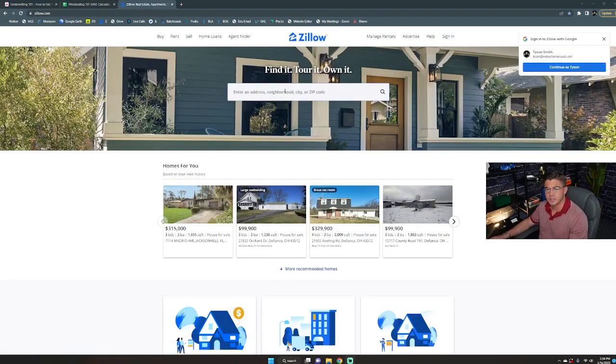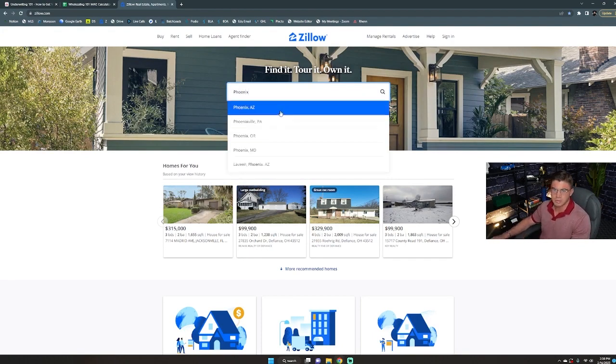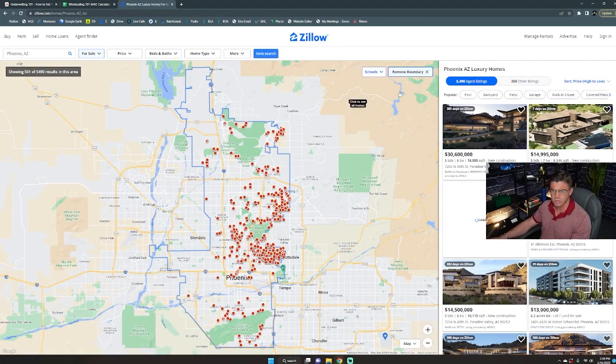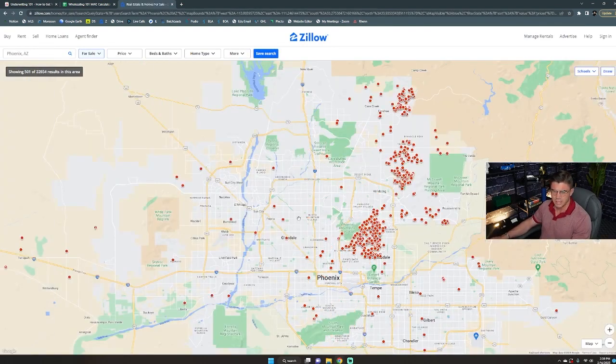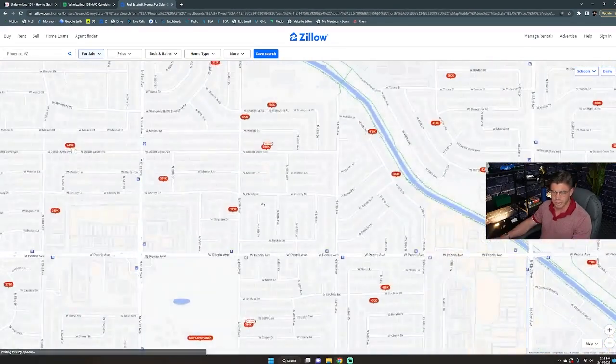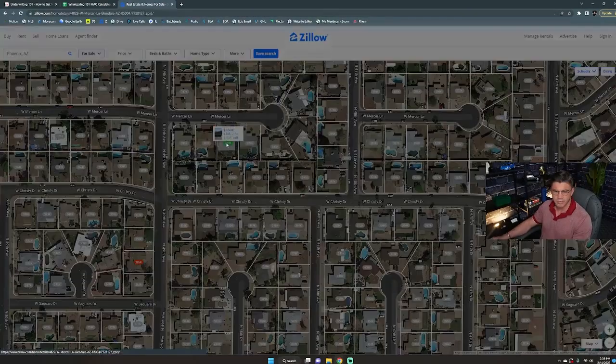All right, guys, in this first example, I'm going to go ahead and show you how we'd comp a house. I'm just going to pick a random house. I'll do different markets every single time. This one we'll just do Phoenix because it's very similar to a lot of markets. Let's just pick a random house over here. Let's see. Zoom in. How about this one right here?